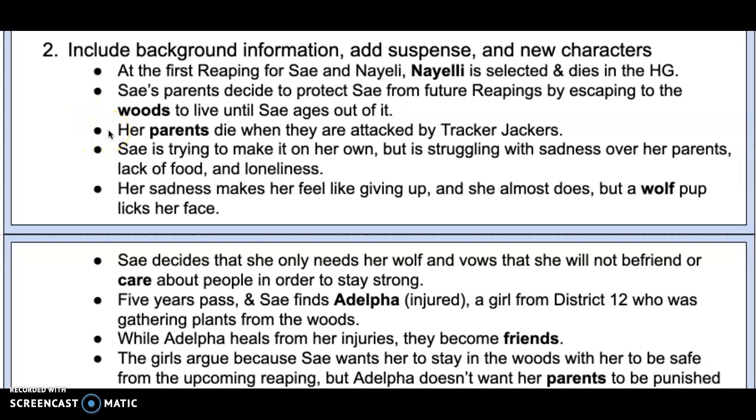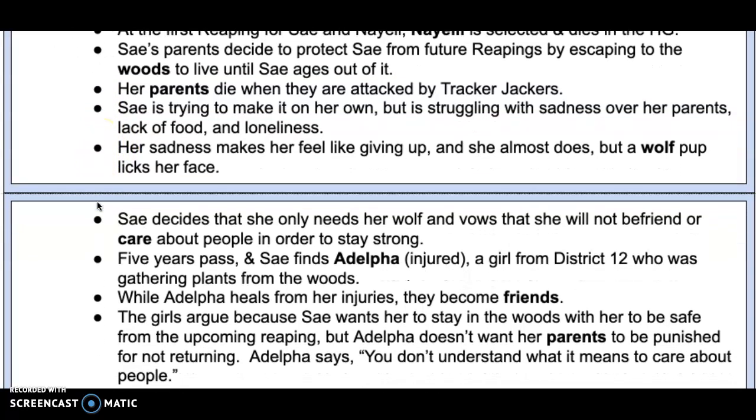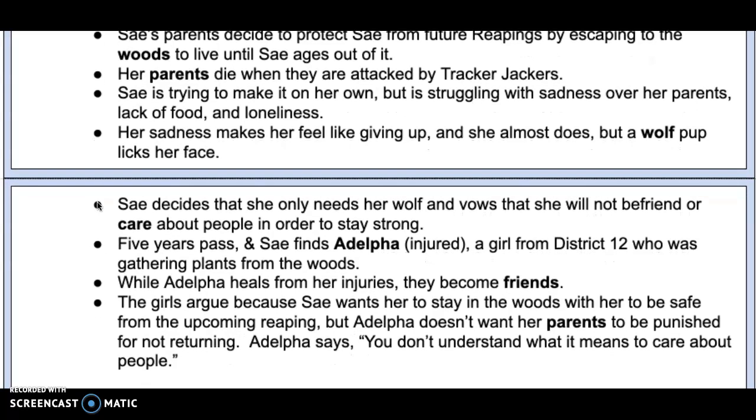Her parents die when they are attacked by trackerjackers. That adds a conflict. Say is trying to make it on her own, but is struggling with sadness over her parents, lack of food, and loneliness. The next event, her sadness makes her feel like giving up and she almost dies, but a wolf pup licks her face. Say decides that she only needs her wolf and vows she will not befriend or care about people in order to stay strong.